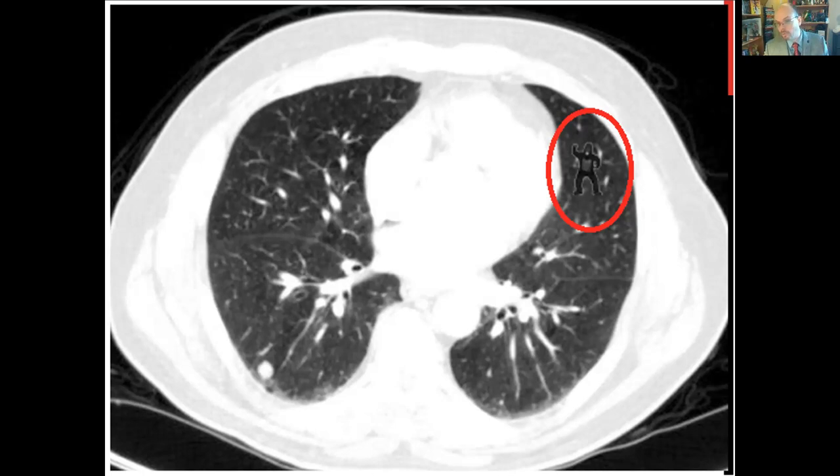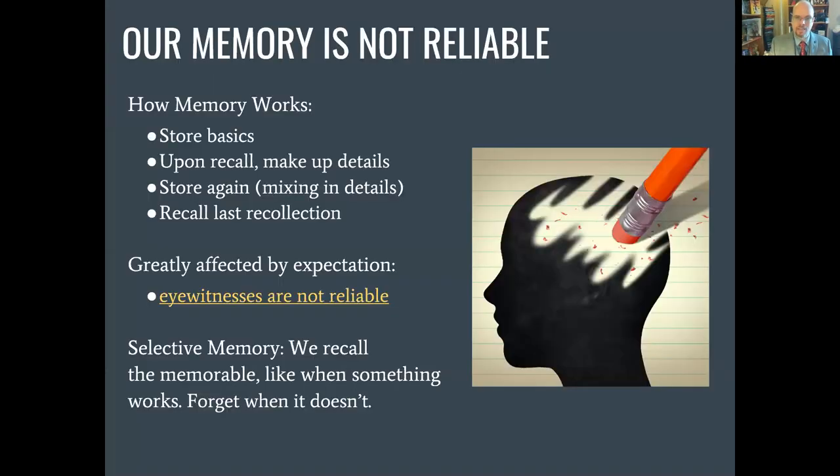What they were trying to demonstrate is expectation bias here, because they weren't expecting to see something like a little tiny digital gorilla inside these pictures. They just failed to see it. They just skipped right over it. Their brain just filtered it out. So again, our perception is not nearly as reliable as we think it is. Neither is our memory.